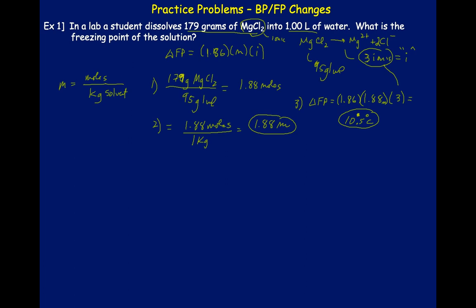So my new freezing point is equal to 0 Celsius minus 10.5 Celsius. So my answer is negative 10.5 degrees Celsius, and that becomes my final answer. So we can see that this salt solution would freeze below 0. Really important that you know that. Again, that would be the answer on that.